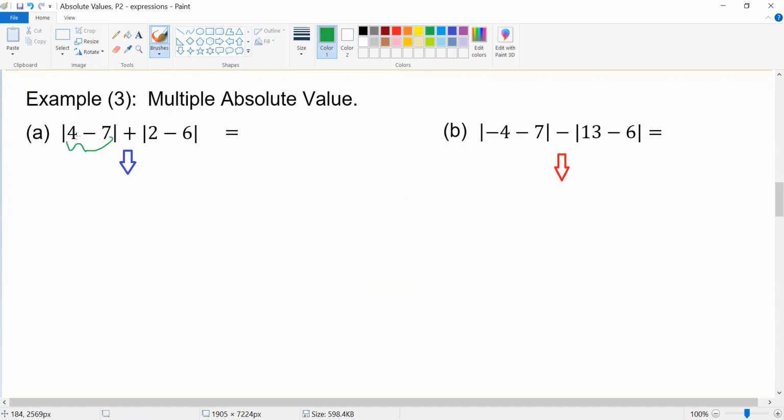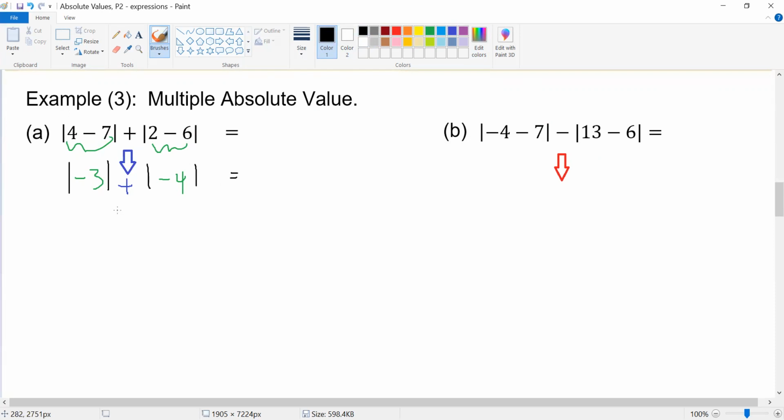So let's look back at part A. We're going to first take care of 4 minus 7. This gives us negative 3 inside of absolute values. The addition symbol, since we didn't do any addition yet, we're going to bring down. Then we're going to have the absolute value of 2 minus 6, which happens to be negative 4.